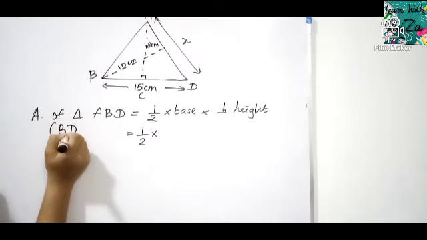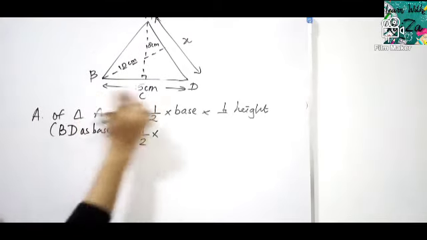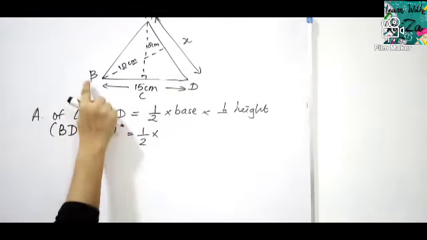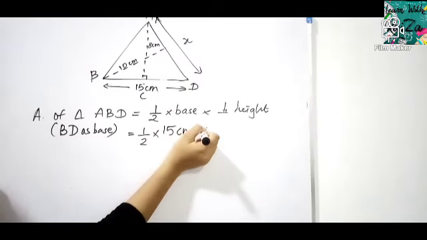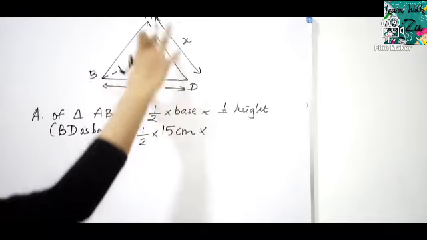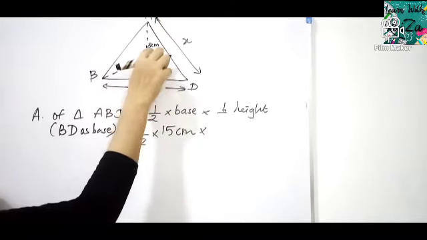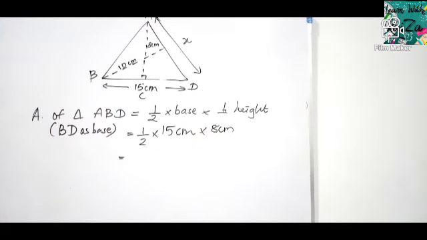Considering BD as base. I am going to tell you the area of the triangle ABD considering BD as base. So what is the base length? 15 centimeter. What is the perpendicular height? If this is the base, this is the perpendicular. So what is the perpendicular height? 8 centimeter.